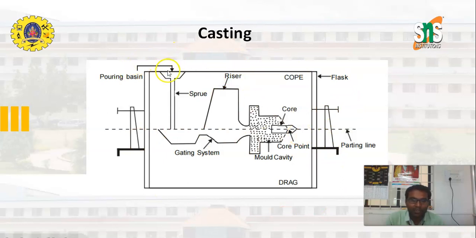The molten metal is poured into the pouring basin, and the molten metal runs through the sprue, and then it runs through the runner, and then finally it reaches the mold cavity. The function of the riser is this: after the solidification process, there can be a slight change in the shape of the final part. For that, the metal which is present in the riser fills the mold cavity. We will discuss one by one in detail.